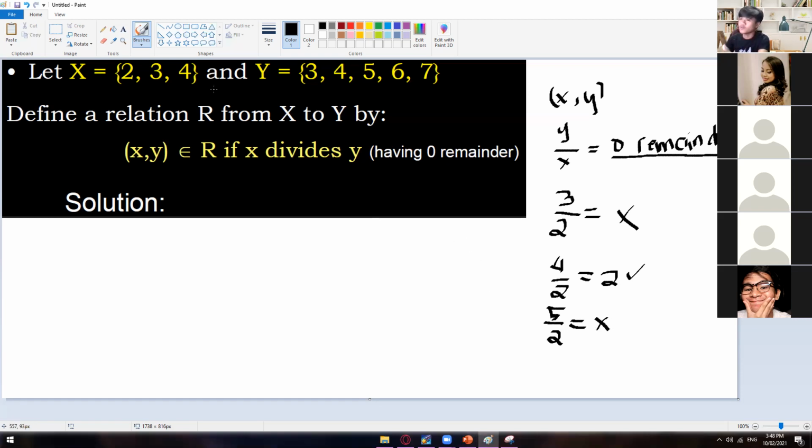Okay, so just do that: 2, 5, 2, 6, 2, 7. What are the other numbers that will not give you a remainder? Or what are the ordered pairs that will make a relation with each other? First one here is 2, 4, of course. What else? How about 2, 6? Yes, sir. 2, 7? No, sir. 2, 7 is a no. Okay. How about 3, 3?